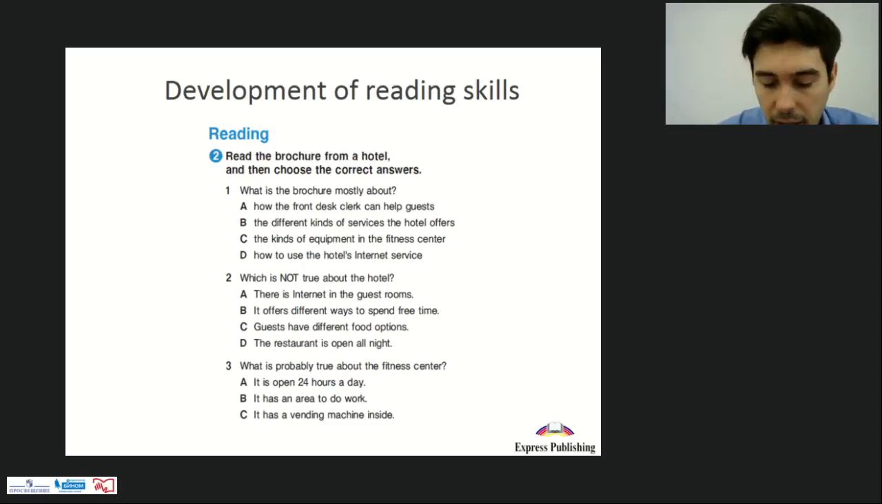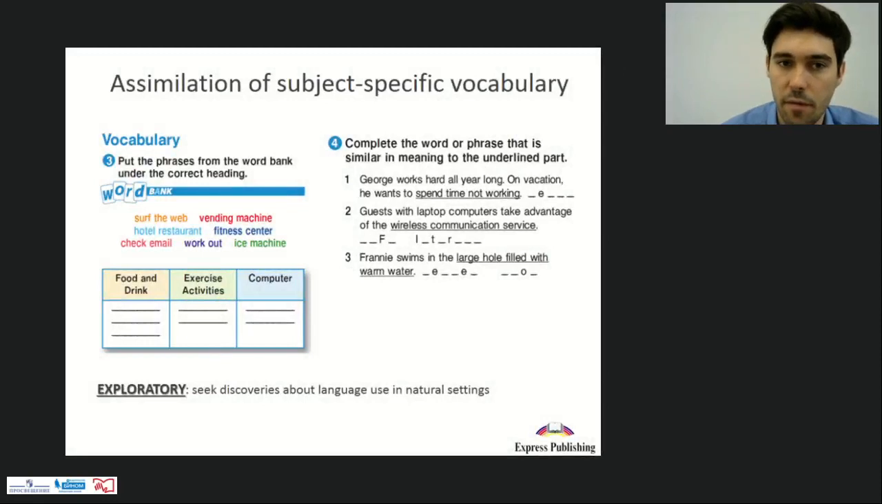Now, at the beginning of the lesson, we introduced a lot of different subject-specific vocabulary. How can we, as teachers, enable our learners to acquire this vocabulary and assimilate it effectively? When we introduce 10 or 15 new words to our learners, it can often be very difficult for them to remember all of these vocabulary items.